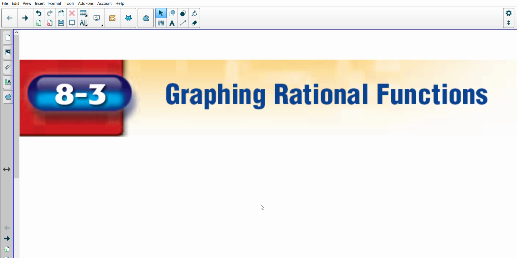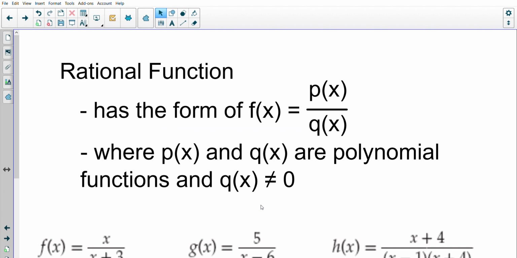In today's video, we're going to look at section 8-3, graphing rational functions. So a lot of information in this video, so please pay attention. A rational function has a few things.